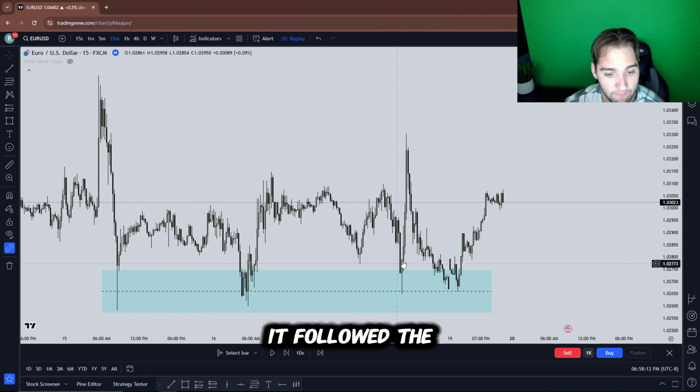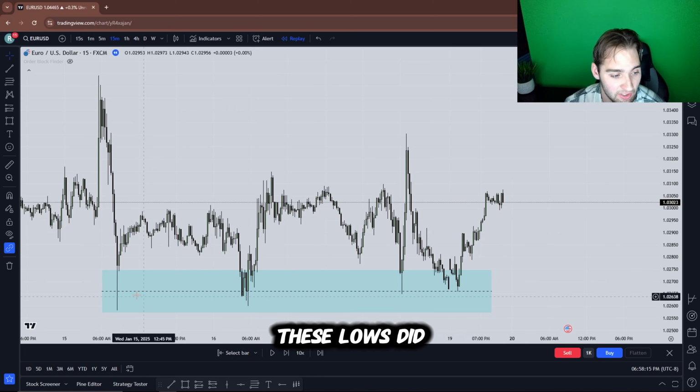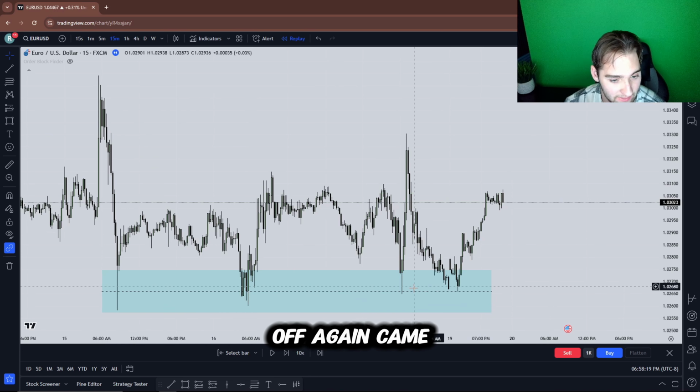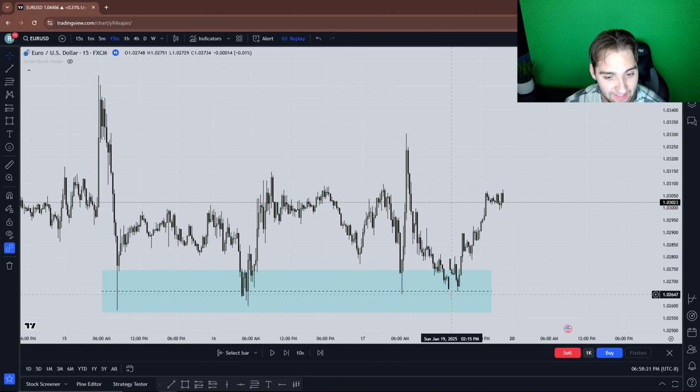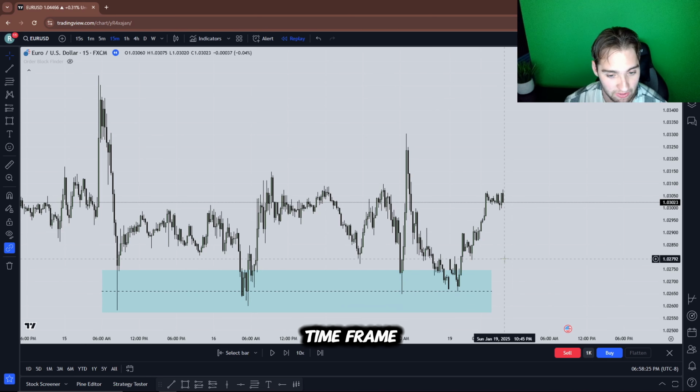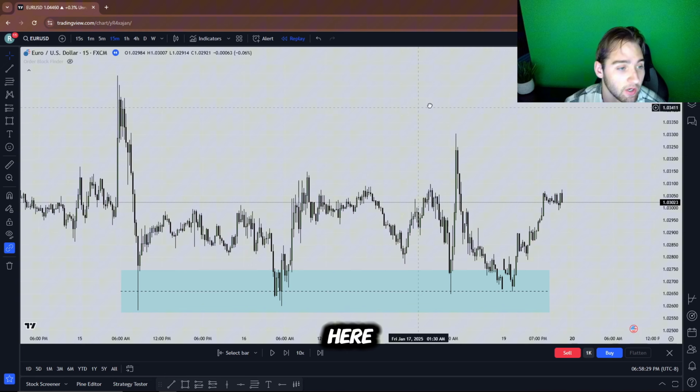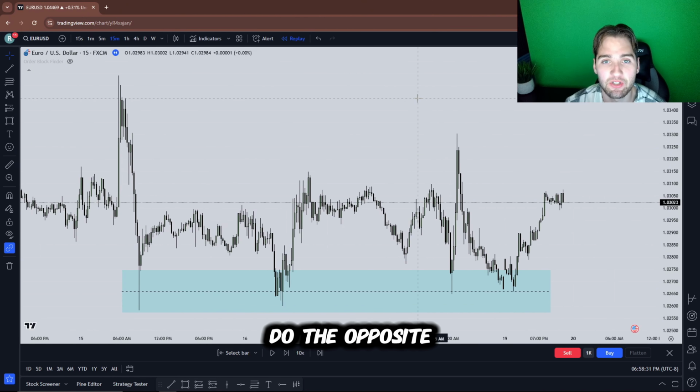So again, it followed the same thing these lows did. This low came in here, bounced off, came in here, bounced off again. Same thing here. This is when you can instantly place an entry on a lower time frame. So this is our support zone. And now let's do the opposite, and let me show you a resistance zone.